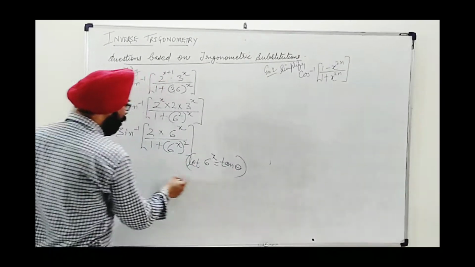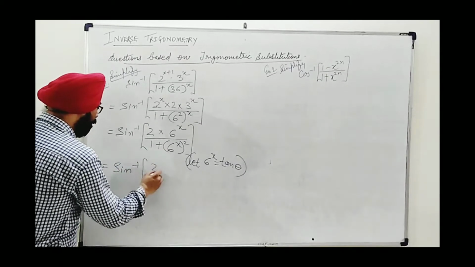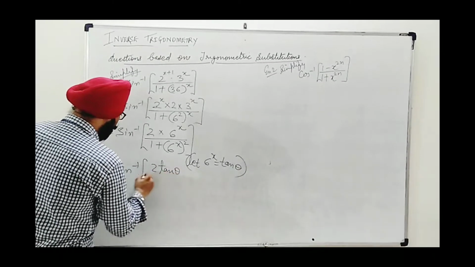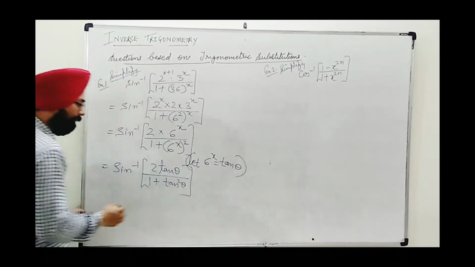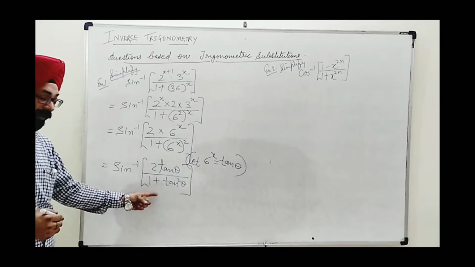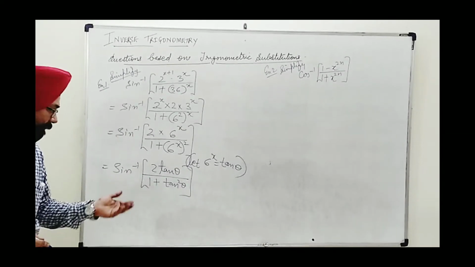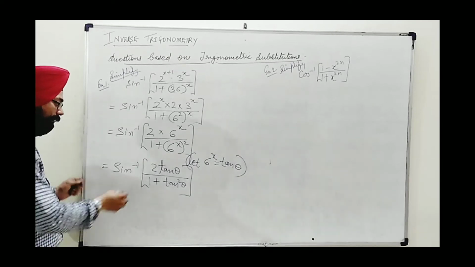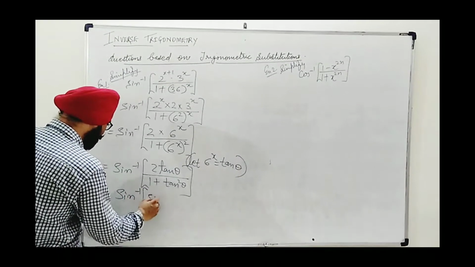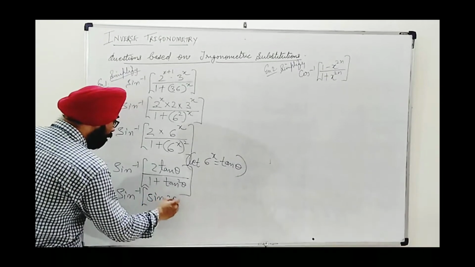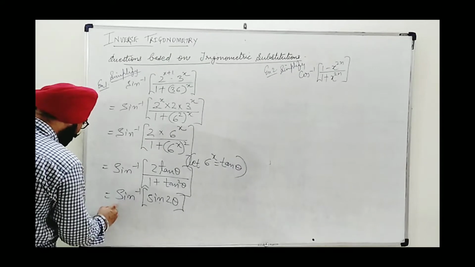Why are we doing so? Now you will see it becomes sine inverse 2 tan theta upon 1 plus tan square theta. As soon as I write, this is the identity of sine 2 theta. I have explained in earlier lectures, you can take a revision. Here it comes sine inverse sine 2 theta. As soon as I get so, these two cancel out, the target is over.